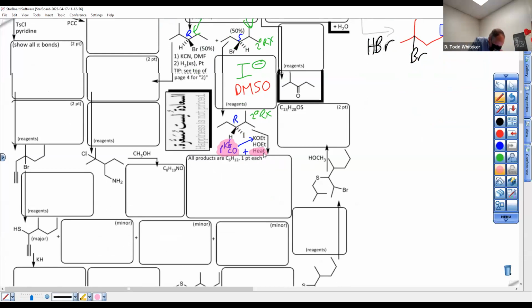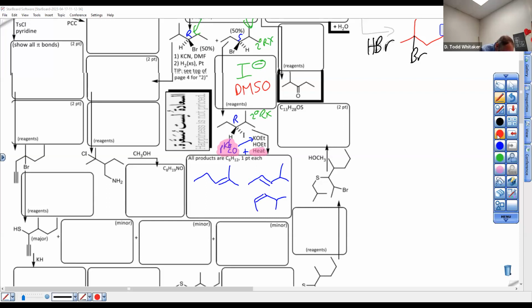All products are C6H12. I bet the best one looks like this. Second best one looks like this. What's the difference? I think you're ahead of me. There, the difference is cis and trans between the last 2.